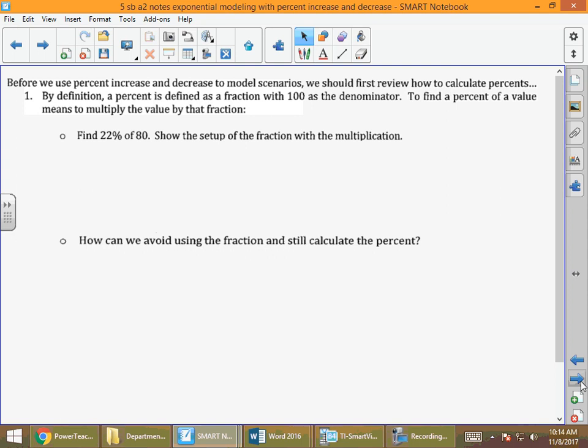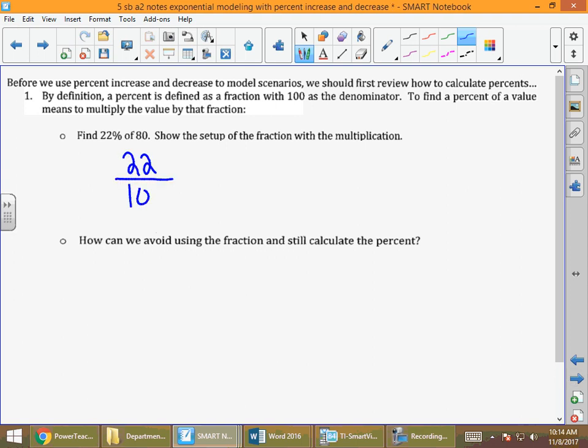By definition, a percent is defined as a fraction with 100 as a denominator. I actually often say that percent means out of 100. So to find a percent value means to multiply that value by that fraction. So first of all, if we take 22% and we rewrite it as 22 over 100, that converts the 22% to a fraction. And then we want to know 22% of 80. Of means to multiply.